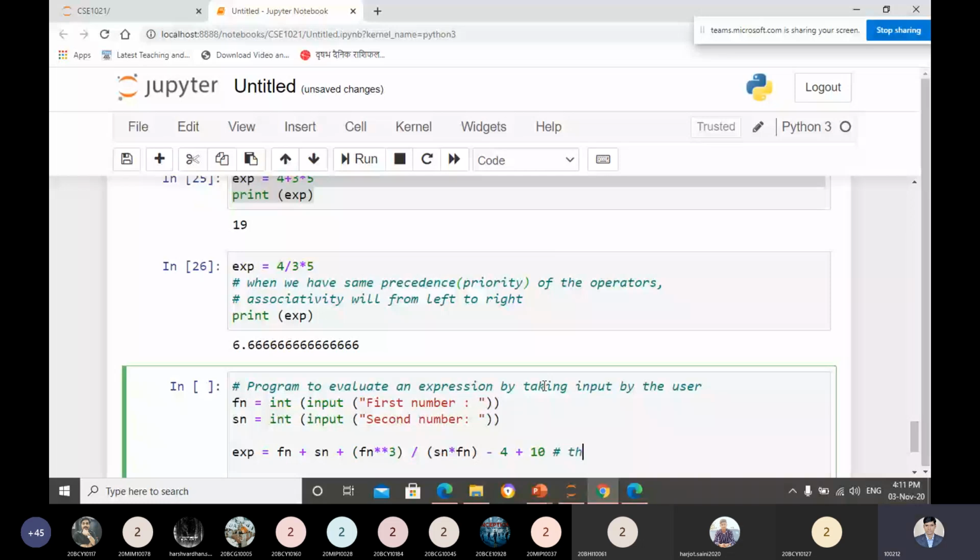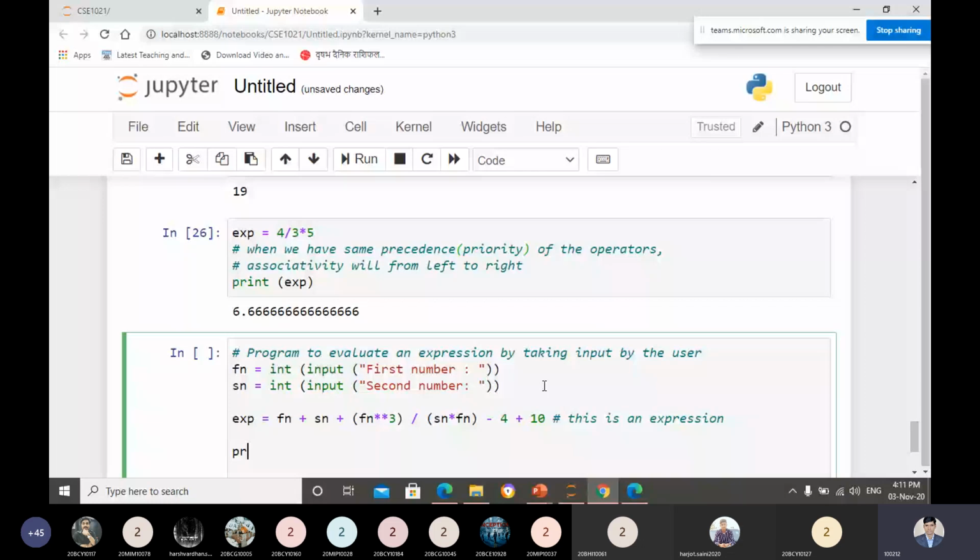Yes, please tell me this is an expression. Any doubt over here? Then you can ask me. Can we say this is an expression? Yes, sir. Yes, sir.